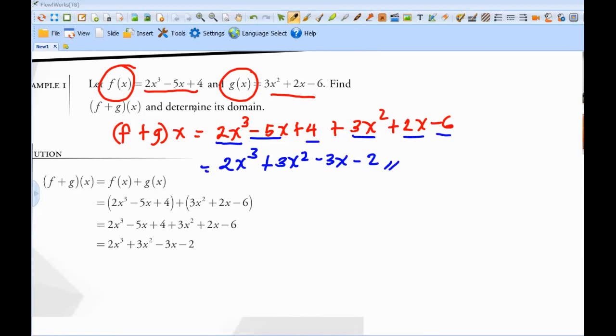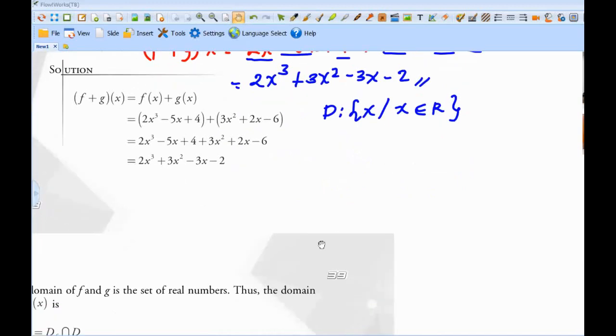When you give the domain, y is for the range and x is for the domain. Definitely x is an element of the real numbers, so all values of x are okay in this, right? No restriction. So that's how we add functions: just operate the functions by adding like terms. Okay, so we just add them.